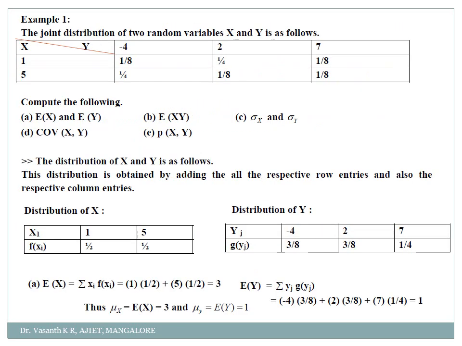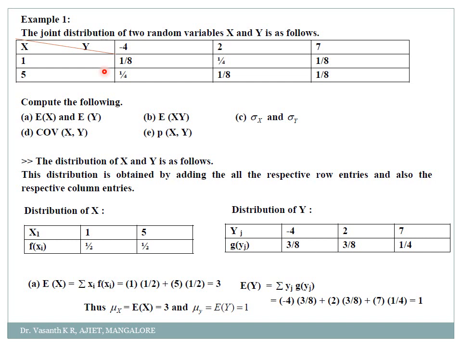Okay, my dear students, here I have my first problem. The joint probability of the two random variables x and y is as follows. These are your x values, correct? X takes the values 1 and 5, and y takes the values -4, 2 and 7. So this is a joint probability table. Compute the following, that we'll see later, you don't worry. But before that, we'll understand the table properly, my dear students, because this table plays an important role here.